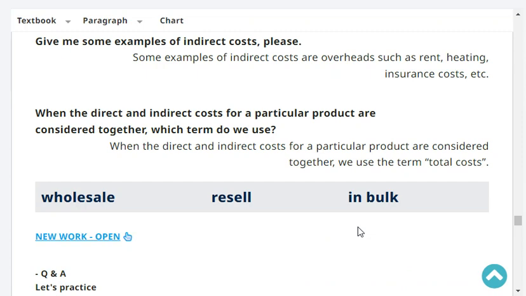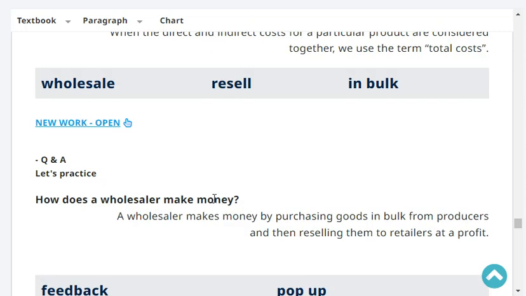When the direct and indirect costs for a particular product are considered together, which term do we use? With the direct and indirect costs for a particular product considered together, we use the term total cost. Very good.